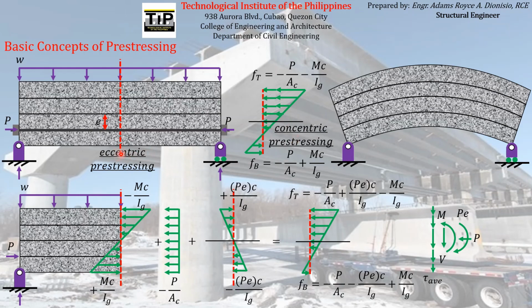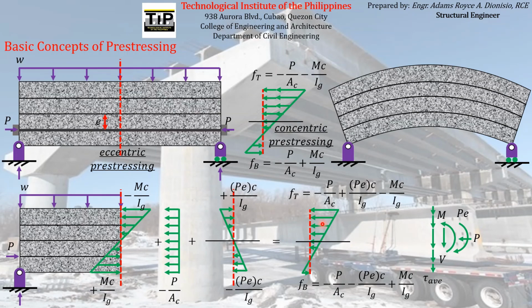But if we use eccentric pre-stressing, we can reduce the tensile stress acting on the concrete beam, as well as reduce the compressive stress acting on the concrete beam. If we cannot reduce it, the worst case will be we can retain the compressive stress acting on the concrete beam. We will not increase it, just like what happened here in concentric pre-stressing. We have an increase in compressive stress. So that is the basic concept of pre-stressing.